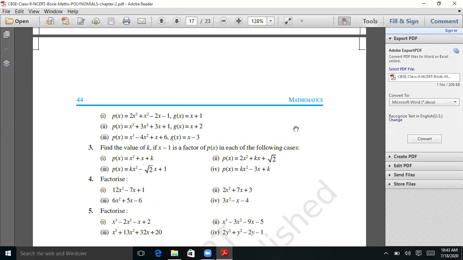So you will check here whether g of x is dividing p of x exactly or not. ये पूरा पूरा divide कर रहा है या नहीं. That means whether the remainder is 0 or not. So again here we can use the remainder theorem. Instead of dividing with long division, directly we can use the factor theorem to prove it.